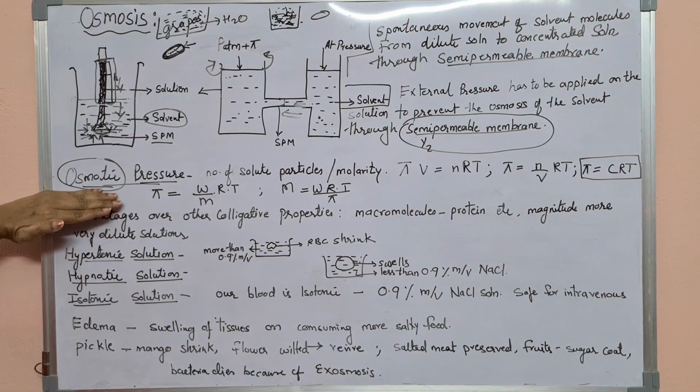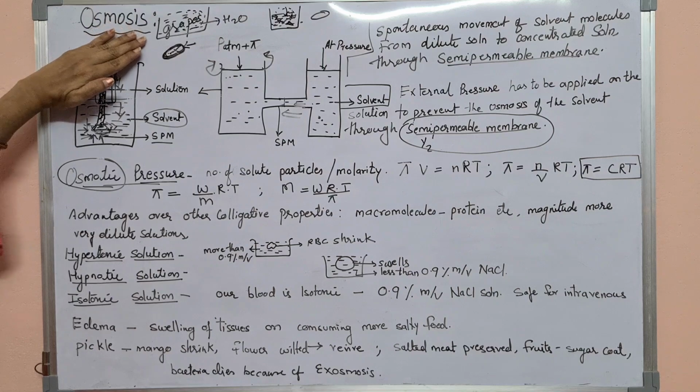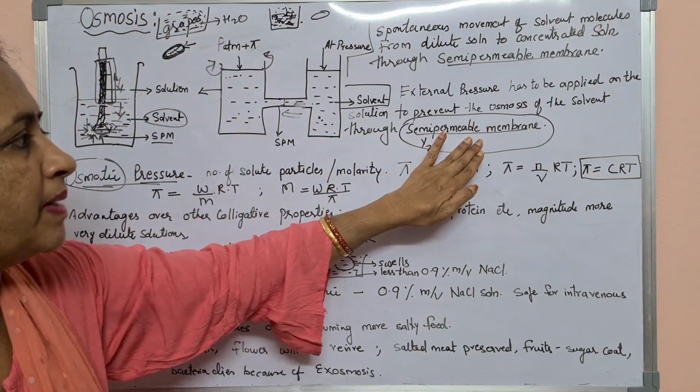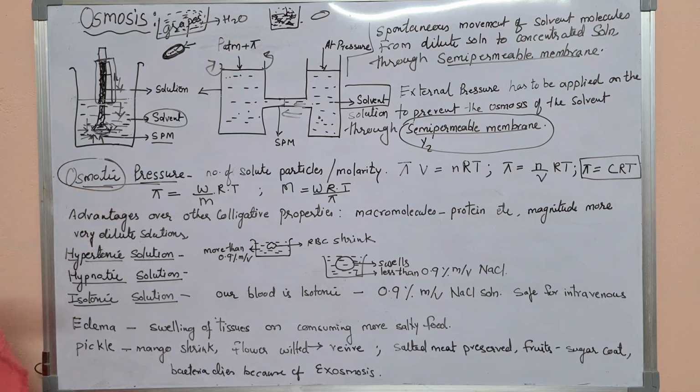So terms are clear. I think osmosis is clear to you. Osmosis is clear. What is a semi-permeable membrane? This is also clear, and osmotic pressure is also clear to you.